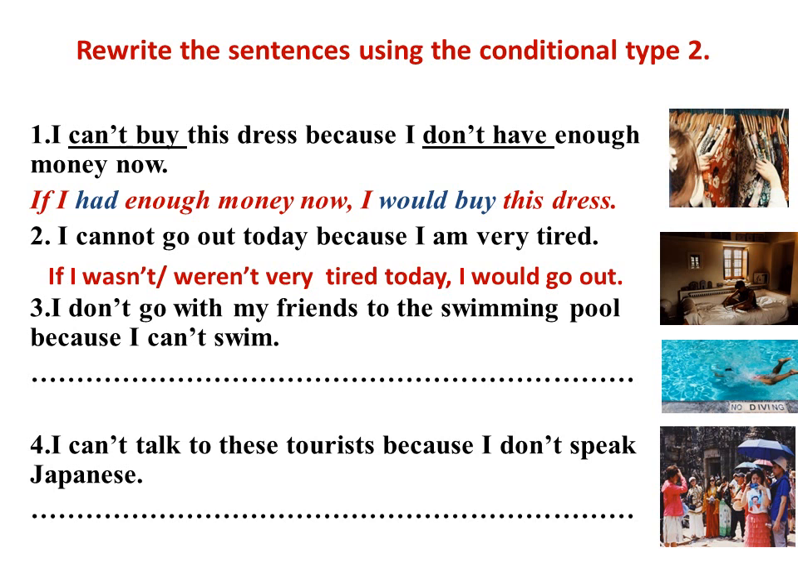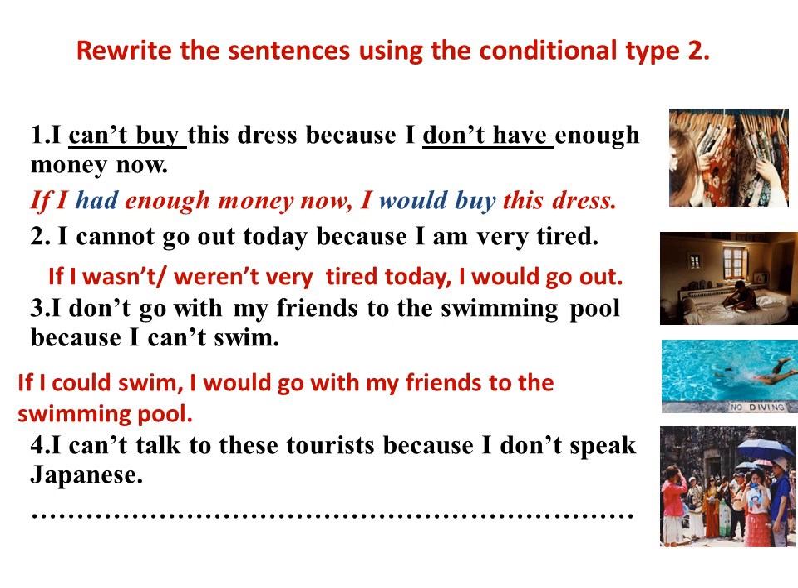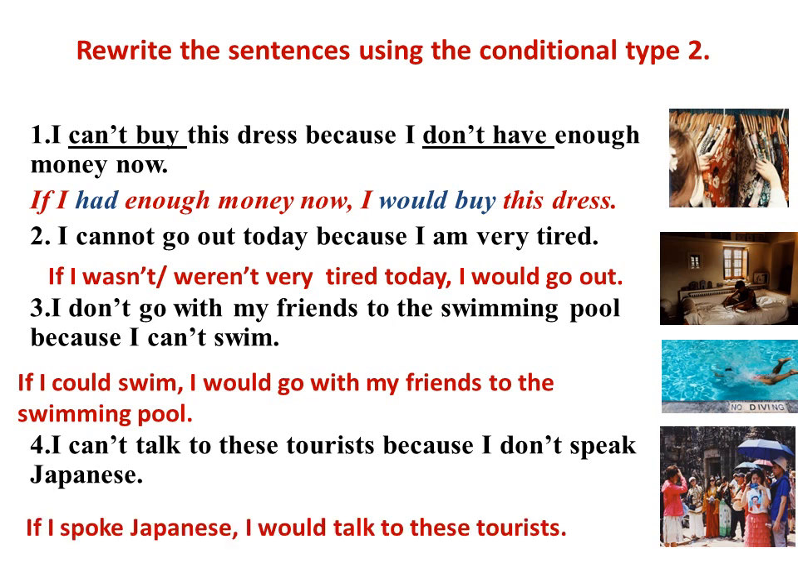Okay. Number three. Yes, you see, if I could swim, I would go with my friends to the swimming pool. So we have I can't swim, so can't in the past we say could. If I could swim, I would go with my friends to the swimming pool. Last one. Okay, yes. So we say if I spoke Japanese, I would talk to these tourists.